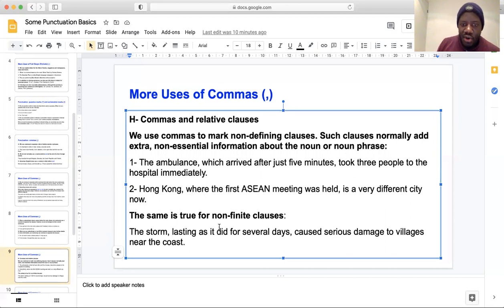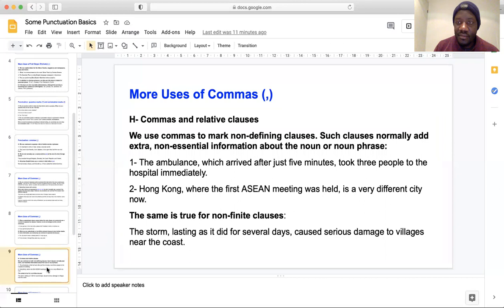And the same is true for non-finite clauses. The storm, lasting as it did for several days, caused serious damage to villages near the coast. The non-finite clause here is "lasting as it did for several days," and you can eliminate this with the 2 commas. And you see, you have a very good and complete sentence which reads: the storm caused serious damage to villages near the coast.